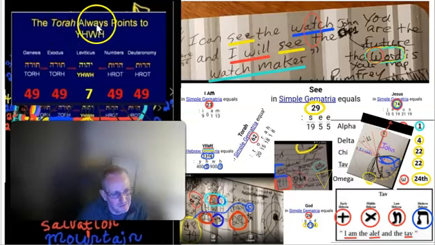Because in Leviticus, they found the tetragrammaton YHWH every 7 skips. So Y to H, it's 7 skips. From H to W, 7 skips. From W to H is 7 skips.